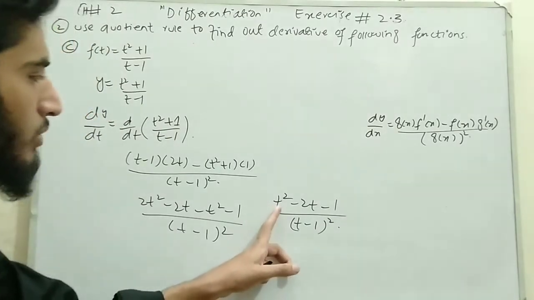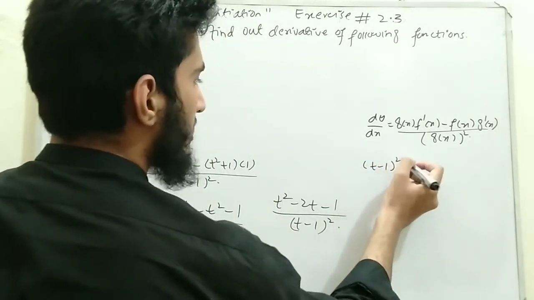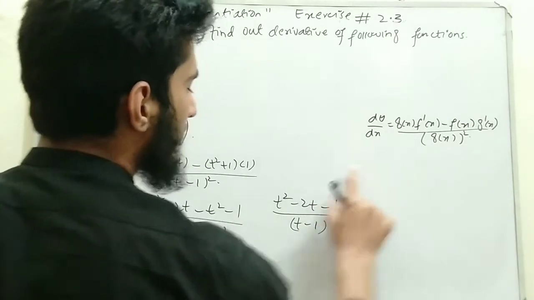Now here we have a formula, (a minus b) whole square. So it becomes (t minus 1) whole square, because t square plus 1, here it is negative 1. So that's why this is the required result.